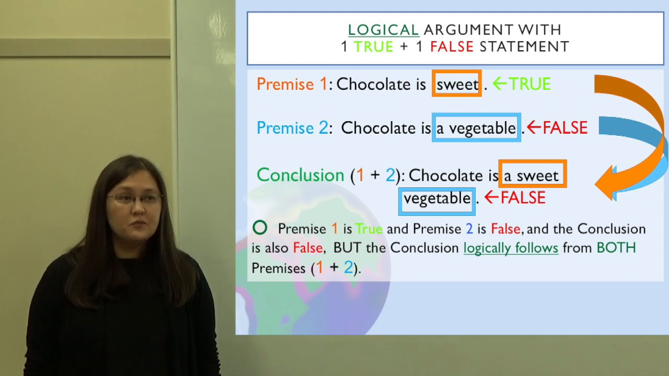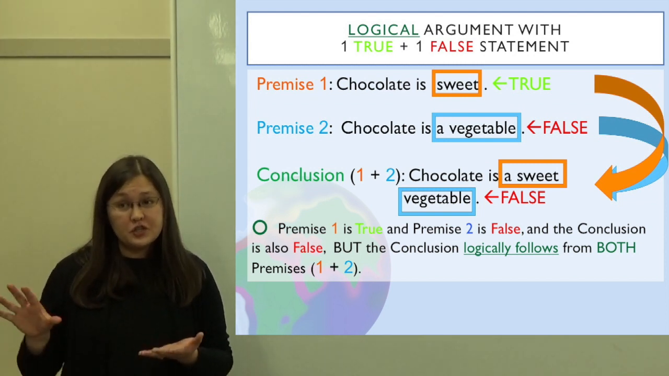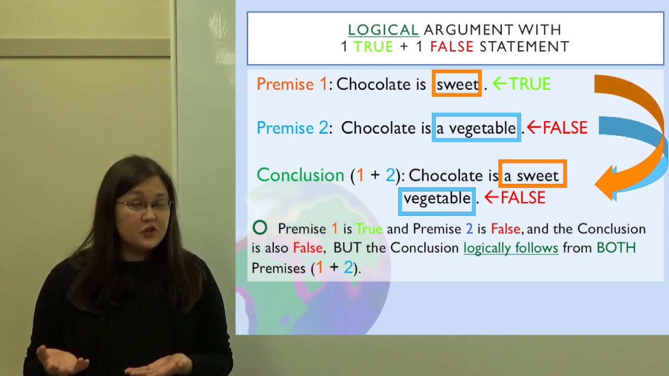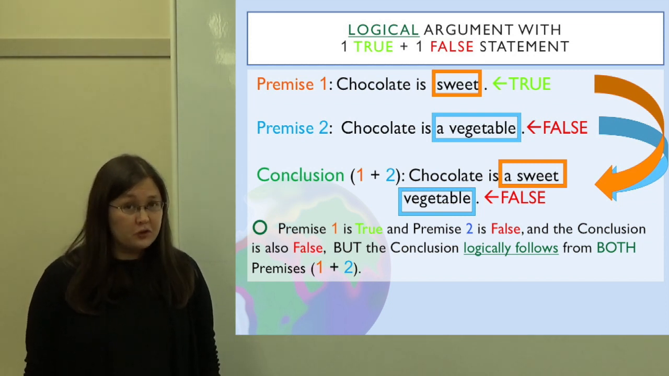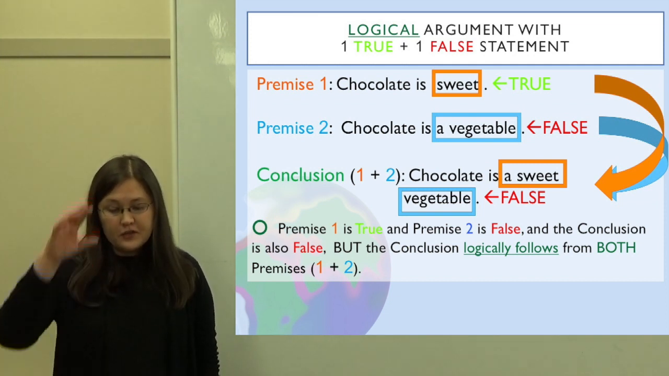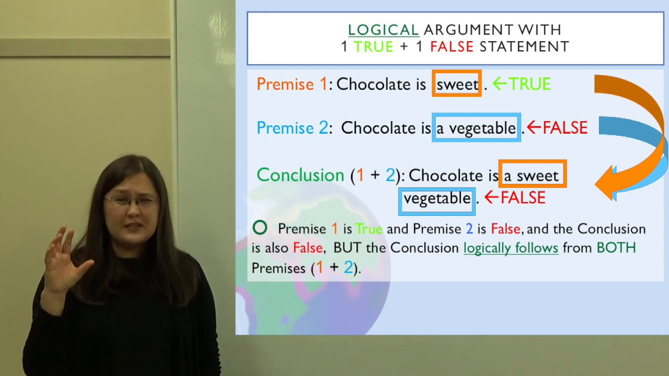So we can poll or we can go to the grocery store and see which section of the market the chocolate is in. It's not in the vegetable section. We can make sure in the real world. So if we say chocolate is sweet, it's true. If we say chocolate is a vegetable, it's false.